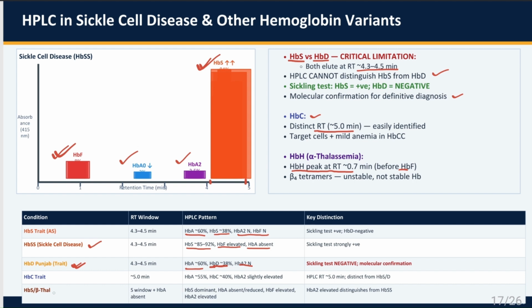If the patient has both beta thalassemia and HbS, then how can we distinguish this compound heterozygous state from the sickle cell disease? We can distinguish it by the level of HbA2, because HbA2 level will be elevated in compound heterozygous state of beta thalassemia with HbS, and it will be normal in sickle cell disease.